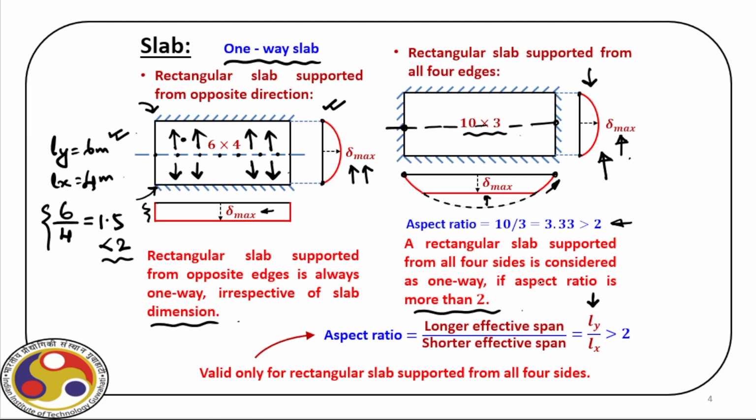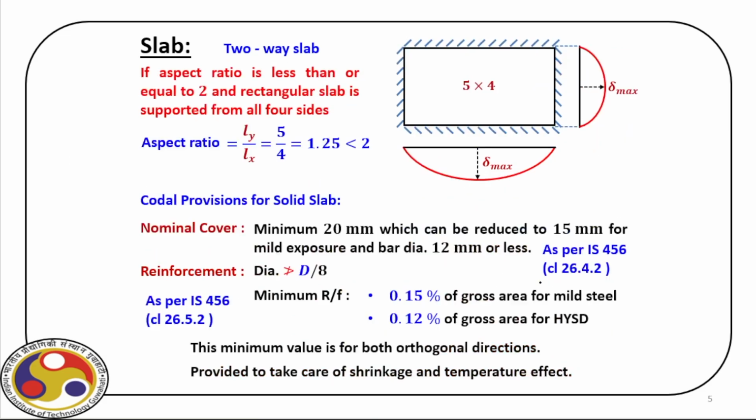Now, in IS 456, we have a dedicated clause for effective span length, because it is not only the span length, we have to find out the effective span length, and then we have to take the ratio to find out what the aspect ratio is for a particular case. Now, when we define this aspect ratio, it is valid only for a rectangular slab supported from all 4 sides, right? So, let us see if we have this situation.